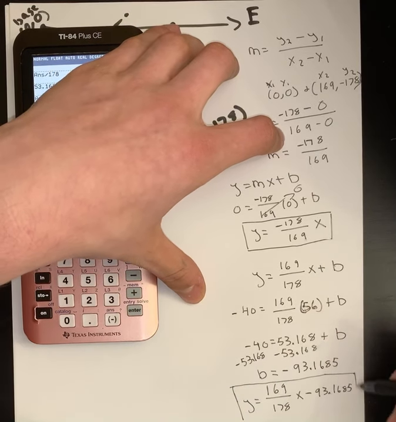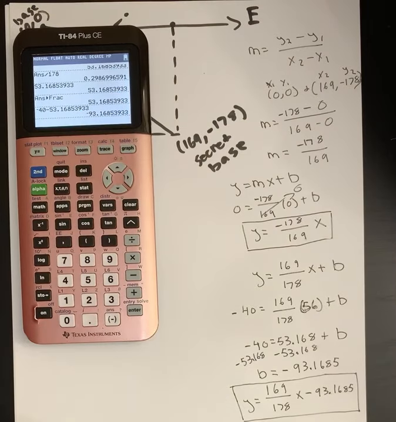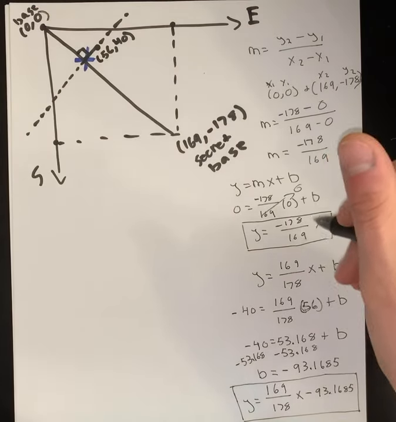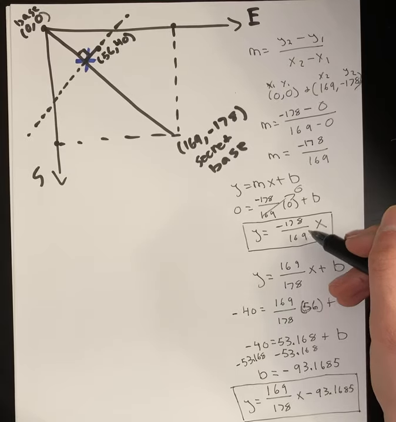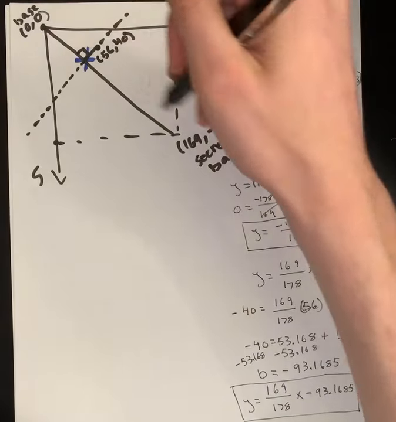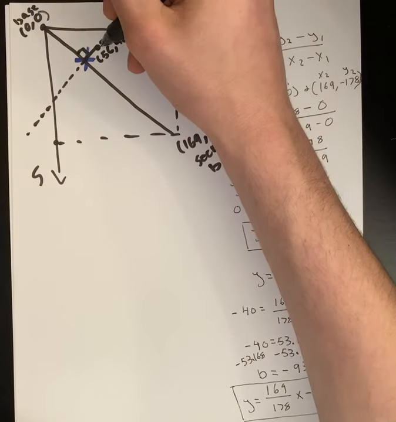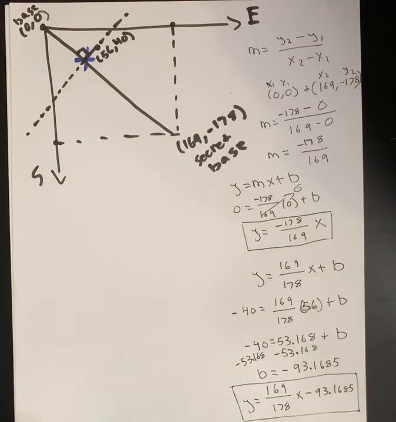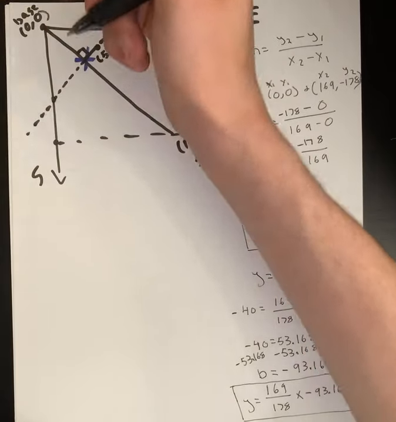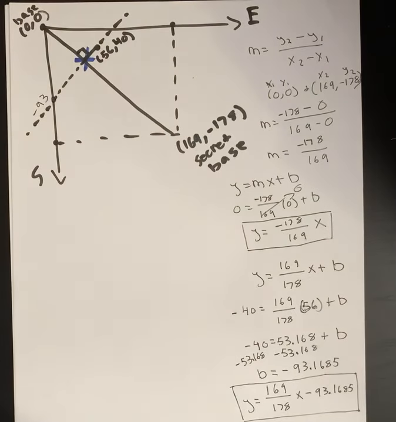So we're about halfway done. What we found is the equation for this line is y equals negative 178 over 169x. And the equation of the line perpendicular to that, that passes through the mountain, the closest point, the closest equation, is 169 over 178x minus 93.1685 kilometers. So just for reference, this would be about negative 93. So now what we want to do here is set these equations equal to each other.